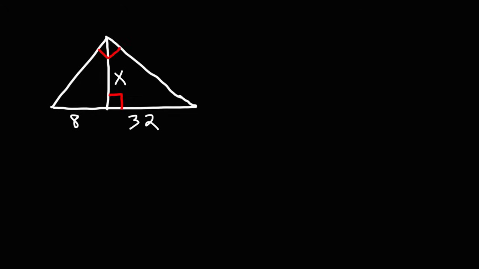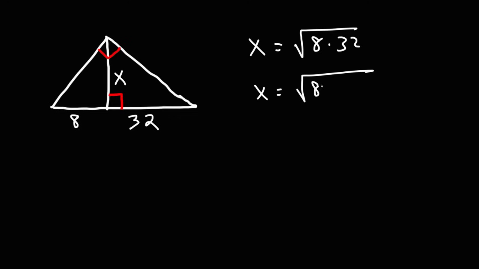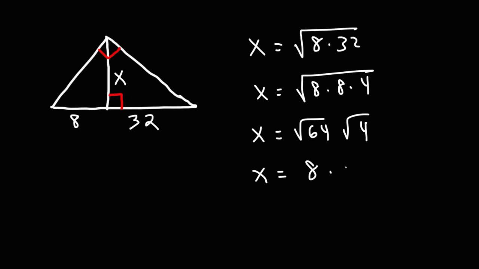Whenever you have a situation like this where the altitude goes to the hypotenuse, x is simply the geometric mean of 8 and 32. So it's the square root of 8 times 32. 32 is 8 times 4. 8 times 8 is 64. The square root of 64 is 8, the square root of 4 is 2, and so the geometric mean of 8 and 32 is 16.